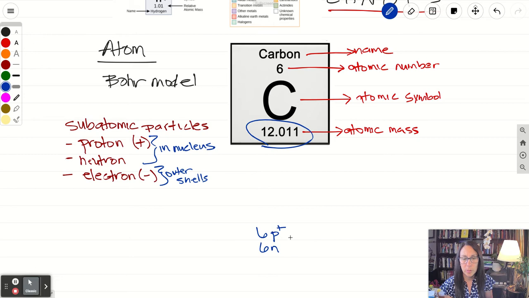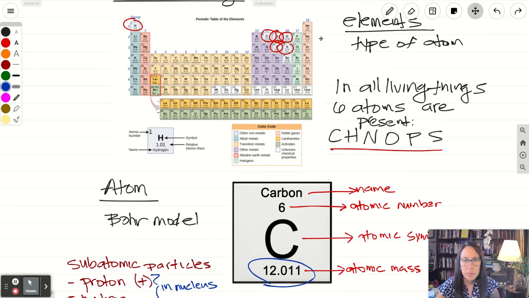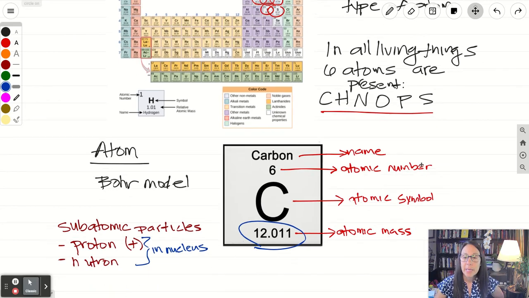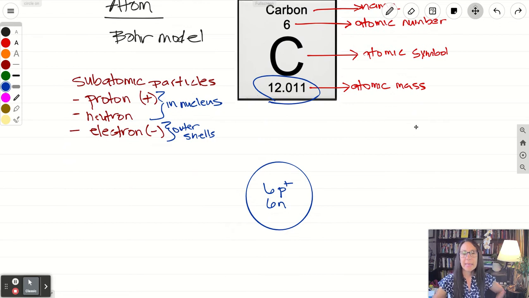But for our Bohr model, we have the nucleus, which is 6 protons, 6 neutrons. So I'm going to draw a shell outside of the nucleus. There's my first shell. And atoms can have up to 7 shells. Let me just make sure of that. Okay, so we have 1, 2, 3, 4, 5, 6, 7. Yeah. So atoms can have up to 7 shells, and the first shell of every atom can hold up to 2 electrons. So for our carbon Bohr model, we have 6 electrons, because we have 6 protons, 6 neutrons.